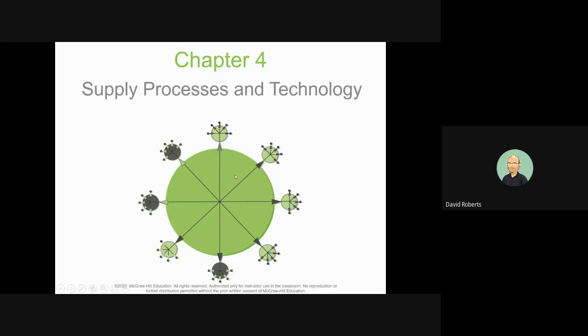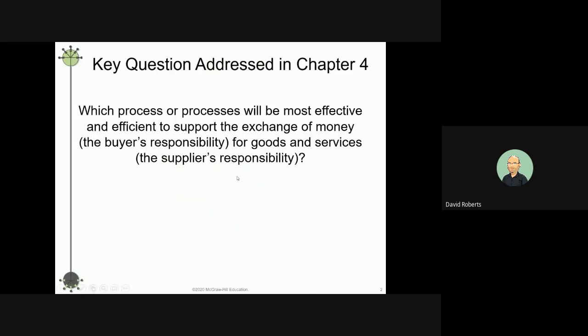Welcome to Chapter 4, Supply Processes and Technology. So we're going to talk about some of the different processes that are obviously effective and efficient. Specifically related to purchasing, the exchange of money for the goods, which is the supplier's responsibility, obviously.